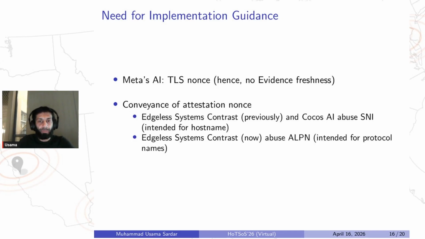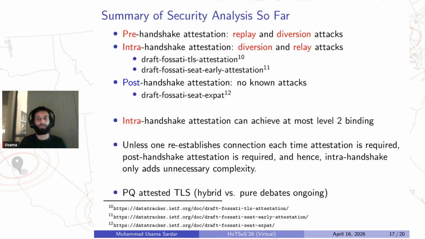Finally, there is a need for implementation guidance. I have written a couple of things. SNI basically is intended for the host name. Agentless folks are basically abusing this field for conveyance of the nonce, and the ALPN is basically intended for protocol names, which they shifted over to, but it's still an abuse, not intended for conveyance of the protocol.